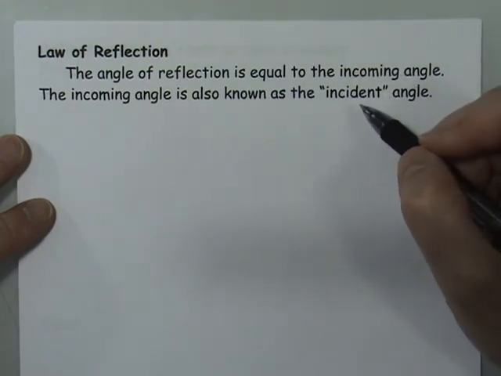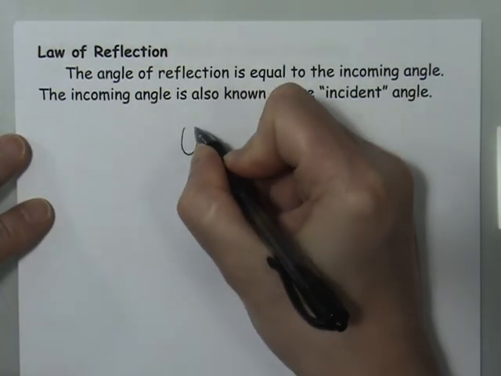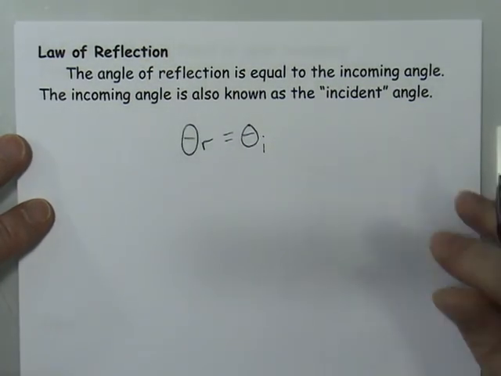Now, oftentimes in physics we don't usually refer to the incoming rays of light as incoming. Usually the word that is used is incident. So you may hear me go back and forth between those two. But ultimately, the law of reflection is pretty simple. It says that the angle of reflection is equal to the angle of incidence.